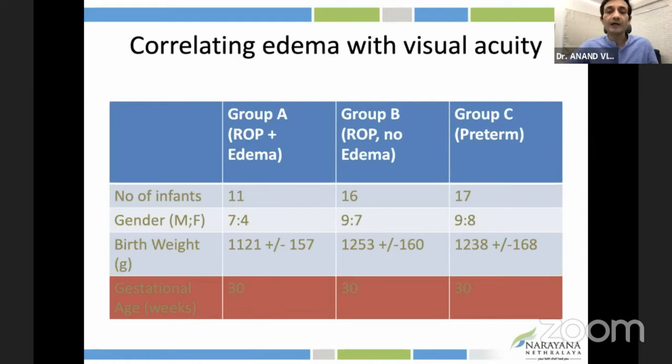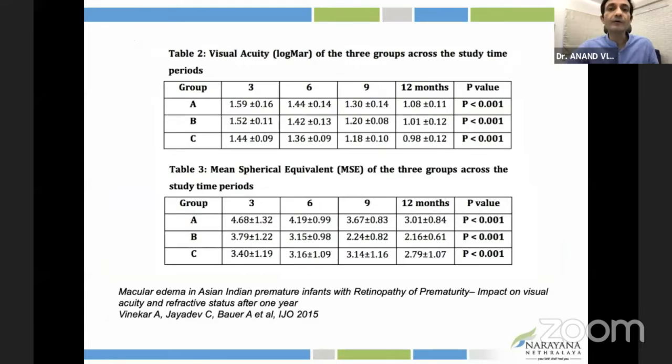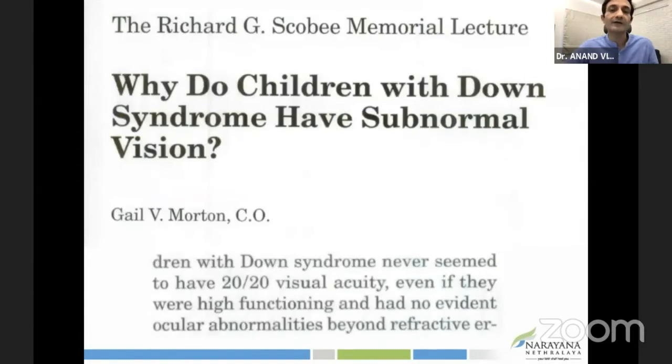Coming back to our own cohort, we followed up these babies: the ones who had the edema, ones who did not have the edema, and ones who did not have ROP. We found that those who had the edema, even though it was transient, did have vision delays. We were checking this using Teller acuity and comparing it with the age-matched nomogram. They did have a drop in vision, which only made up by the end of 1 to 1.5 years.